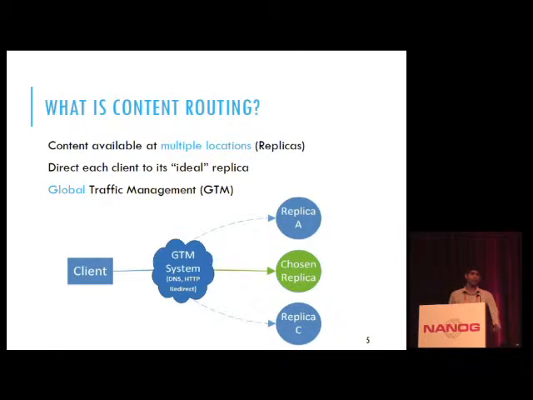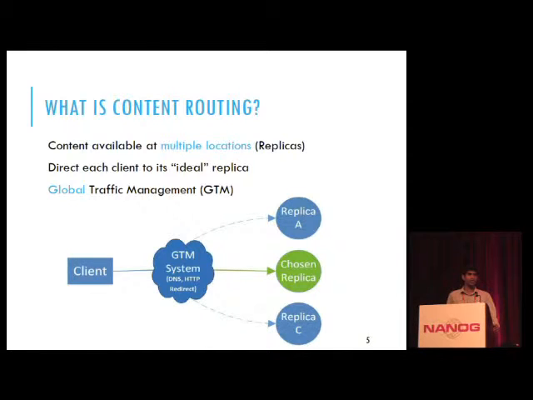So what is content routing? The problem here is a little different. Instead of a single content provider, you now have the same content replicated or available at multiple locations, which we call replicas. And the problem now is one of directing every client to the replica that is most ideal to it. Perhaps the replica that has the least latency for the client, or the replica that costs the least for the content provider. And this is what we call global traffic management, or GTM.